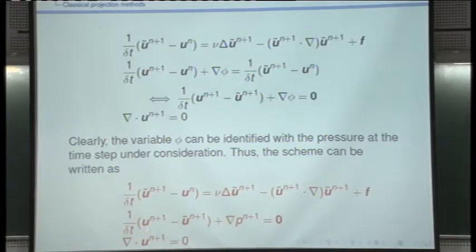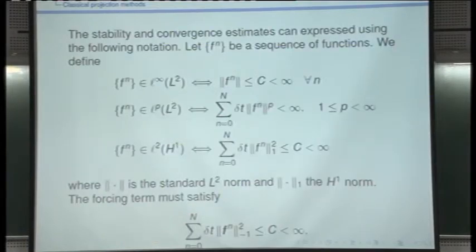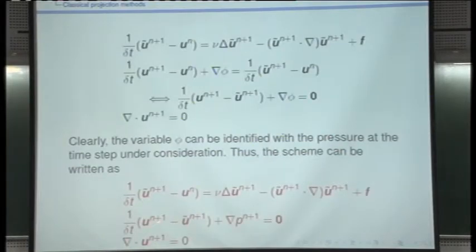The second equation is still coupled. We have to solve for the velocity and the pressure at the same time. So it's still coupled, but it's very easy to uncouple. How do we uncouple that?